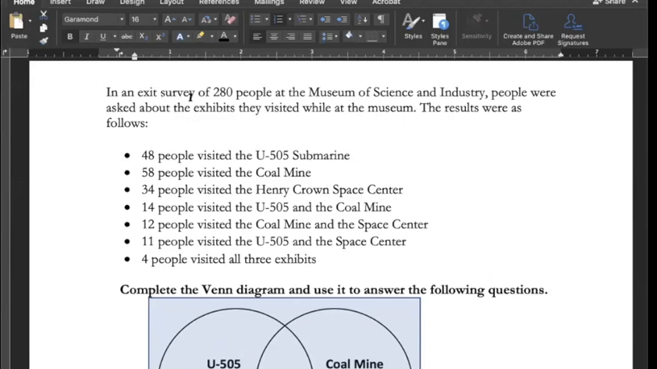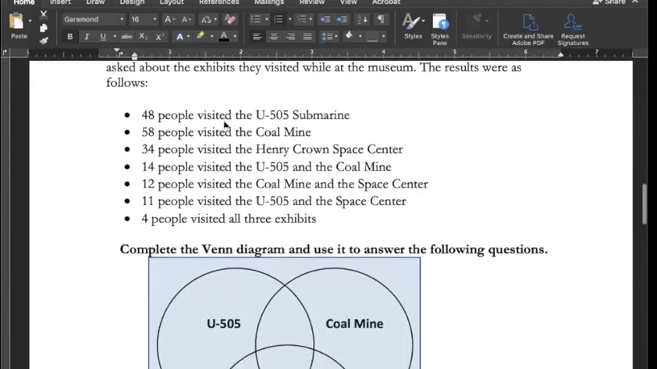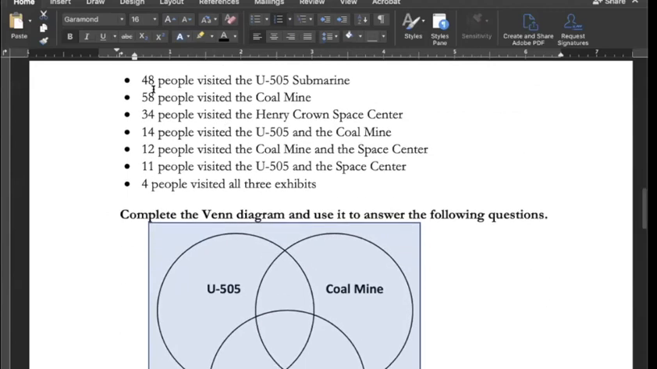It says, in an exit survey of 280 people at the Museum of Science and Industry, people were asked about the exhibits they visited while they were at the museum. And the results were as follows, okay? So we know that 48 people visited the submarine, and 58 people visited the coal mine, and 34 people visited the Space Center. We also know that 14 people visited both the submarine and the coal mine, 12 people visited the coal mine and the Space Center, and 11 people visited the submarine and the Space Center. And oh, by the way, there are 4 people that visited all 3 of those exhibits.